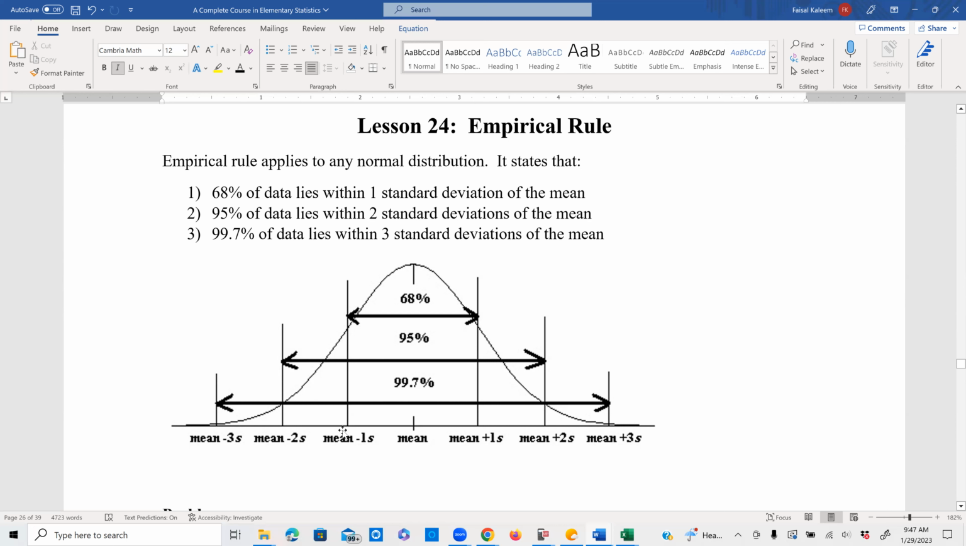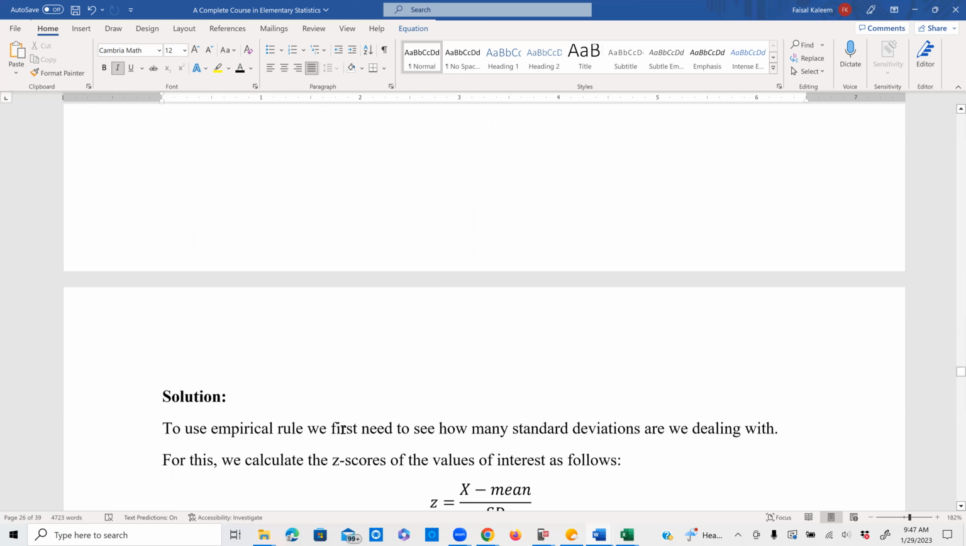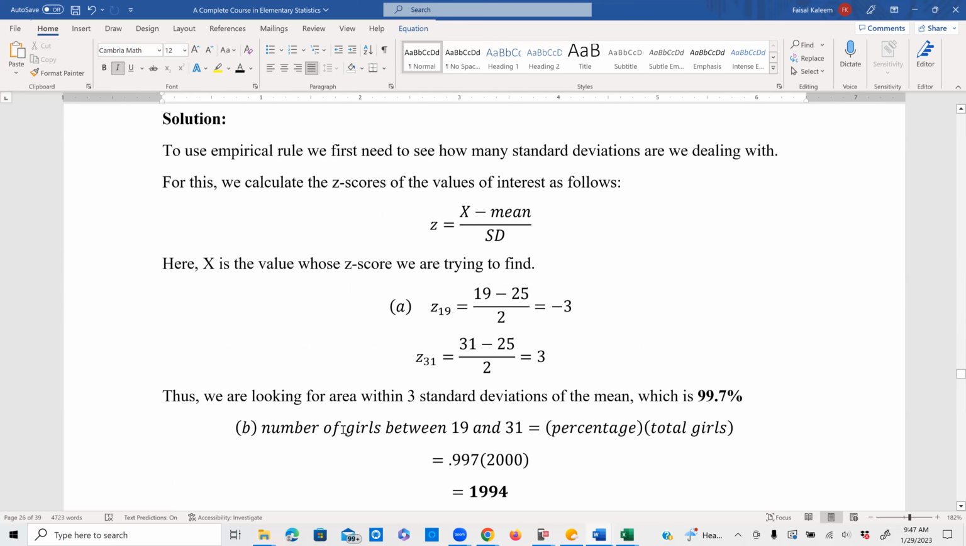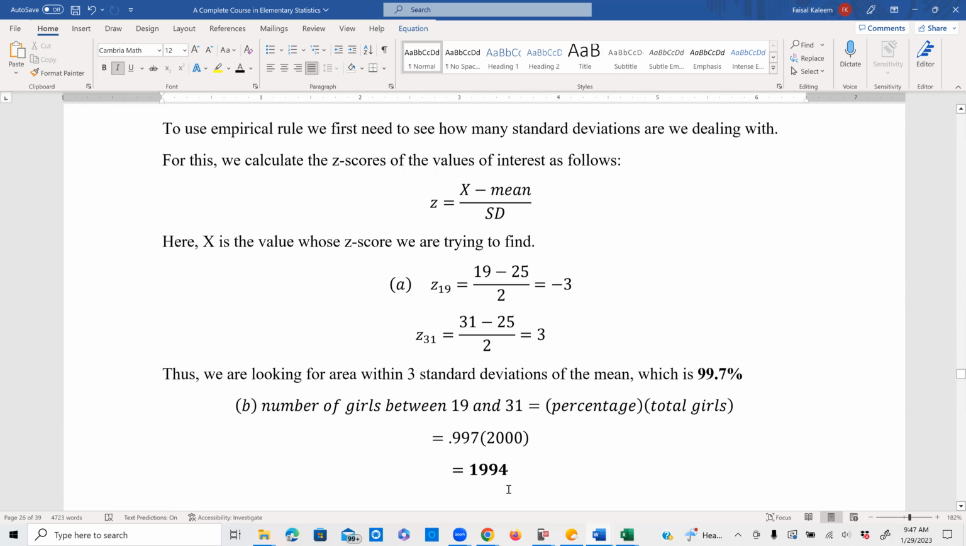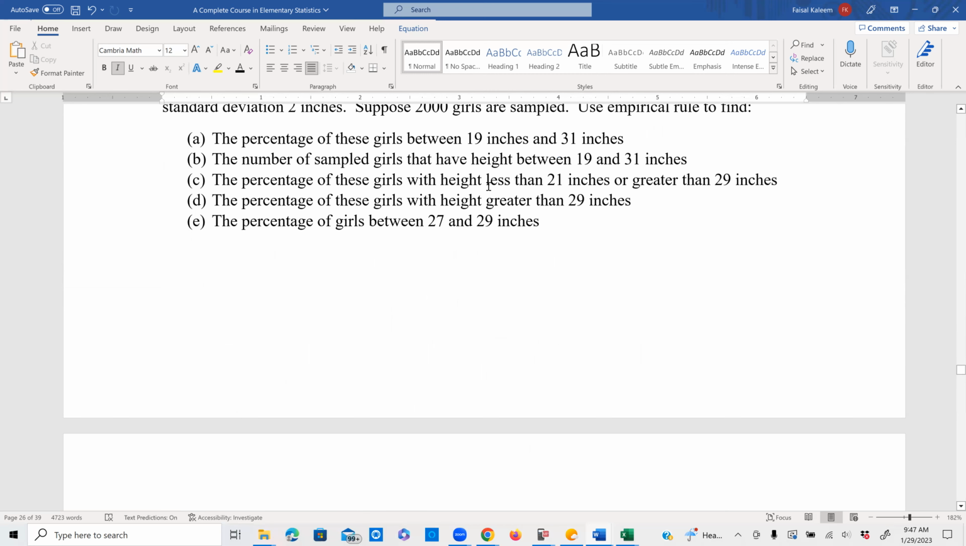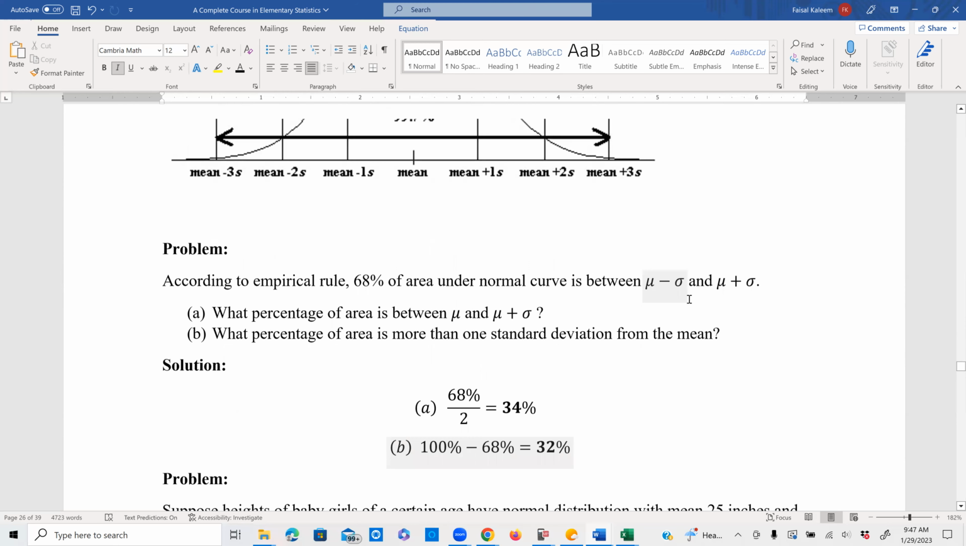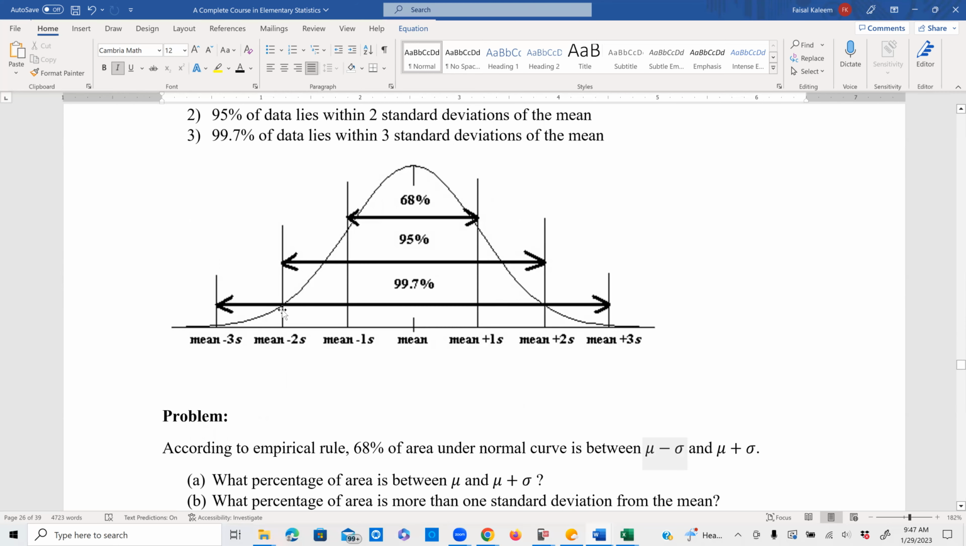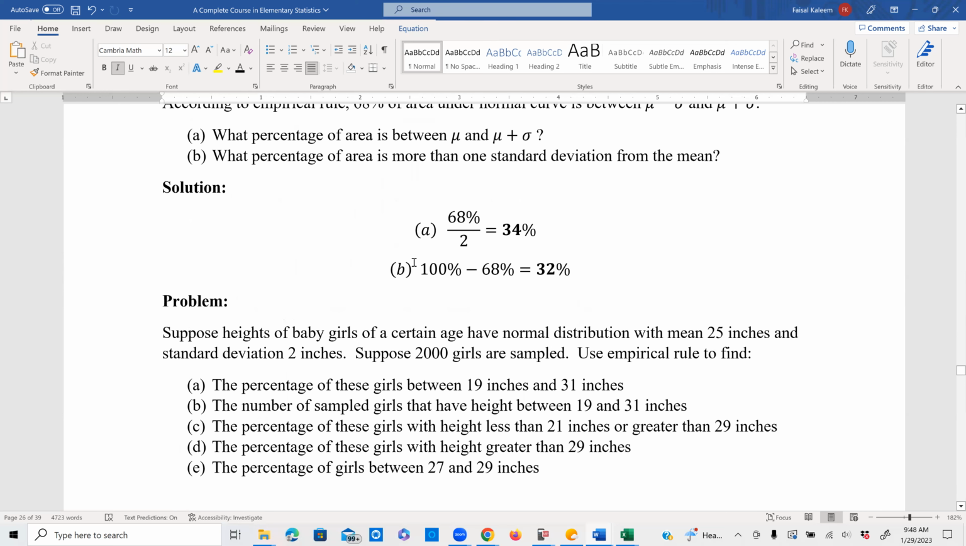The two numbers were 21 and 29. But the question was the ones whose height is less than 21 or more than 29. The 95% was between 21 and 29 because it was within 2 standard deviations. If you go less than 21, it's this one. More than 29, it's this one. So again, we are asked to find the leftover after the 95, and the total is 100%.